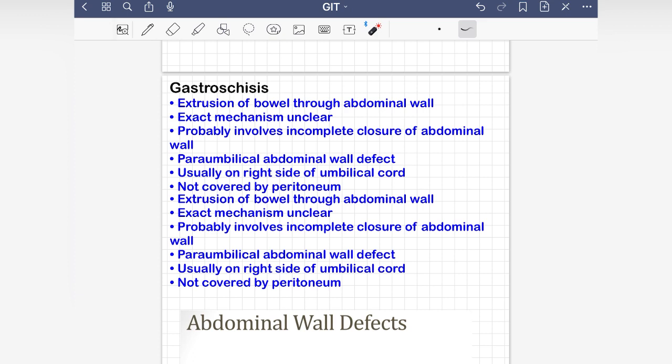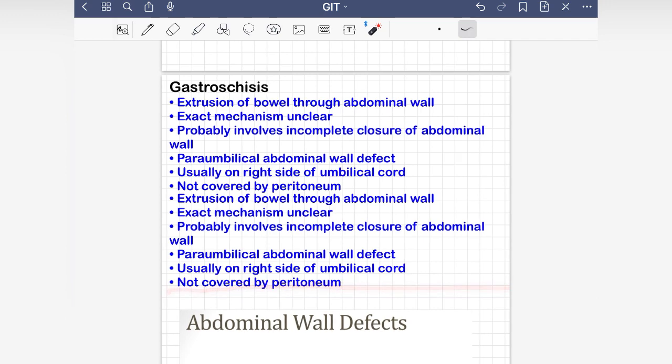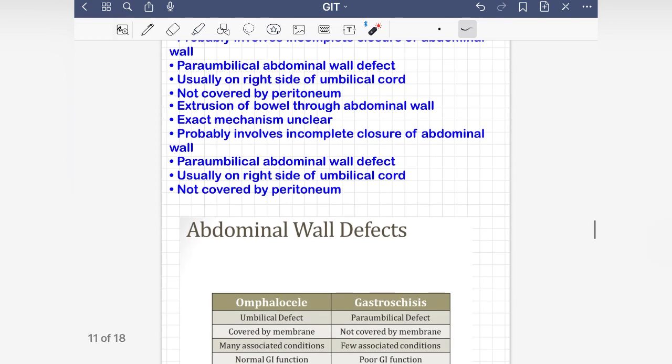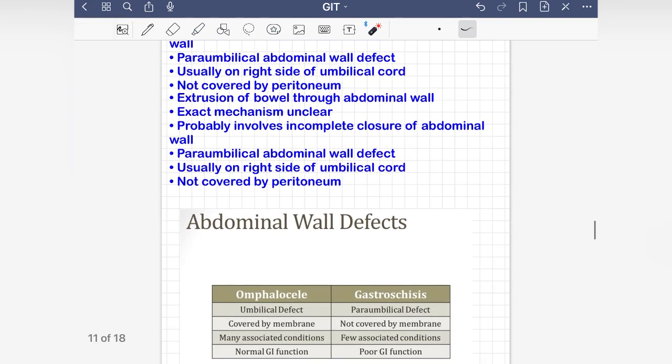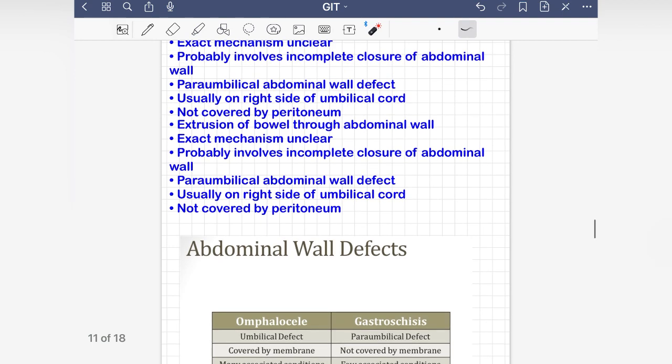The problem with gastroschisis is that the bowel is usually damaged when it comes outside of the abdomen, so these children often have poor GI function. Gastroschisis is often associated with bowel atresia and stenosis. The good news about gastroschisis is that it has few associated defects, so if GI function is restored, there is usually a good prognosis, and it is rarely associated with Down syndrome or other congenital conditions.